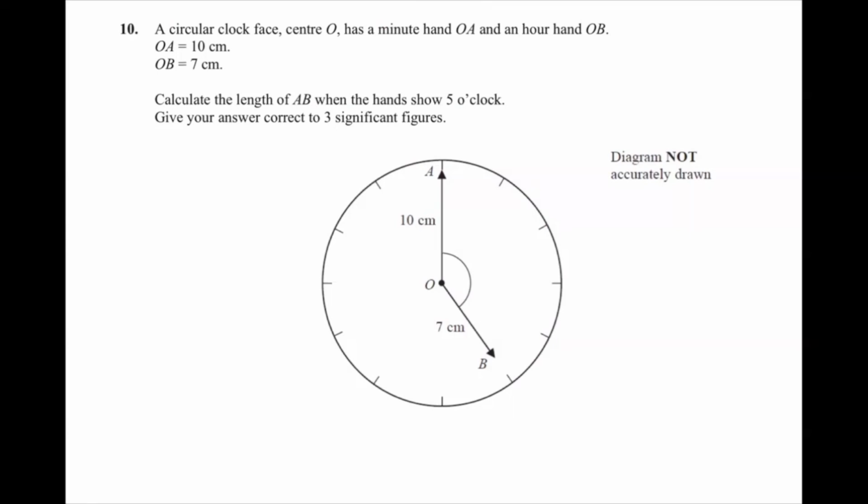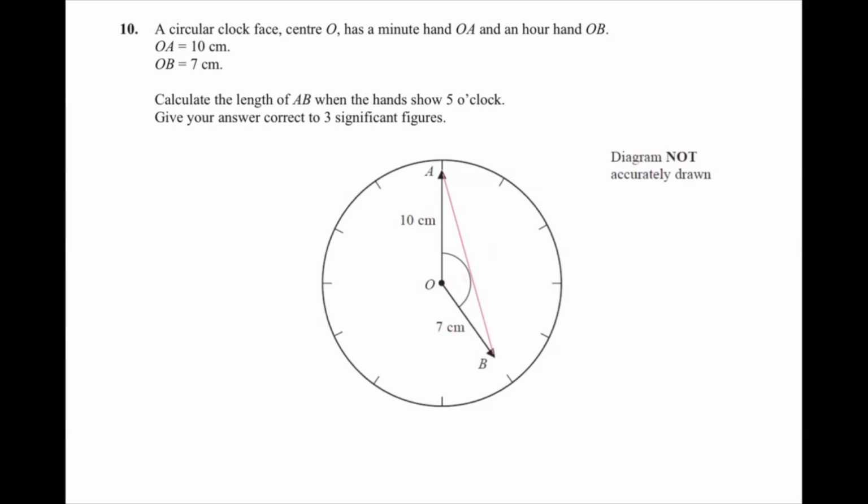Okay, so we're looking at a clock. We've been given all the information that we can see in the diagram. We've got to calculate the length of AB when it's showing 5 o'clock, which is all set up to do for us. So we want to be working out this edge here. It's a triangle. It is not right angled. We have these 2 edges and we want to find this. If we had this angle, then we could be using the cosine rule.